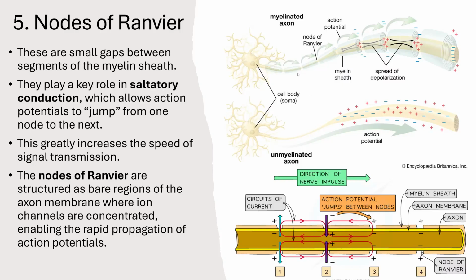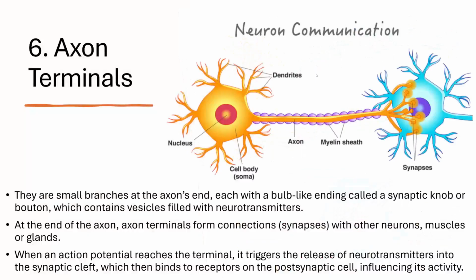This is a case derived from Encyclopedia Britannica, where we have a myelinated axon and here an unmyelinated one. The velocity, the speed of action potential propagation, is faster in the case of the myelinated axon.